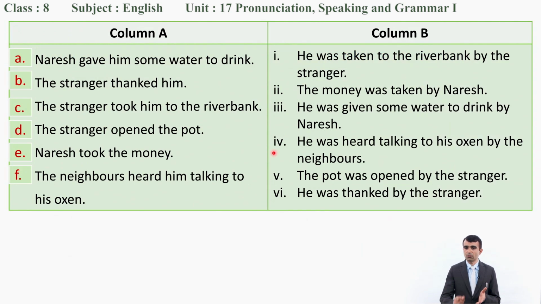Quickly, with the help of a pencil, draw a line in your book and then match them. Find the correct match for A, B, C, D, E, F. Six sentences in column A. Find their passive counterparts in column B. Do it quickly, please.